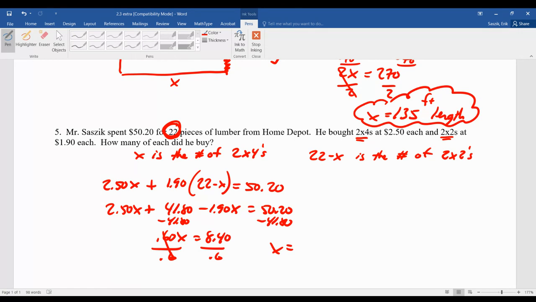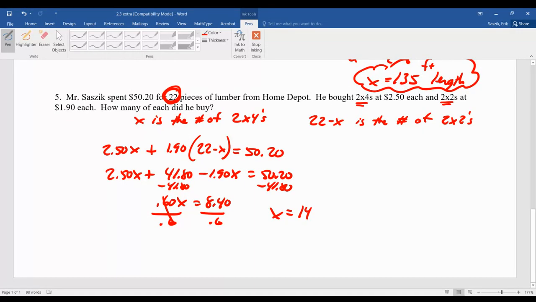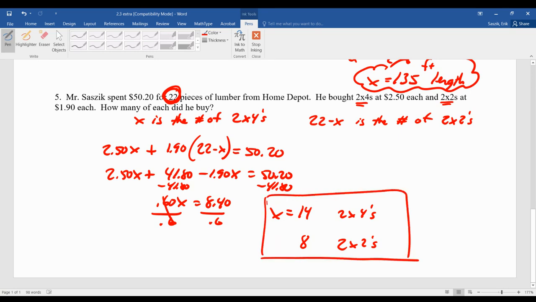And I come up, you have to use your calculator here, I came up with 14. So that means I bought, it says how many of each did I buy? 14 what? X is the number of 2x4s. That's the 2x4s. And if I bought 22 total, subtract 14 from 22, and that would be the 2x2s. So there is my answer. All right.